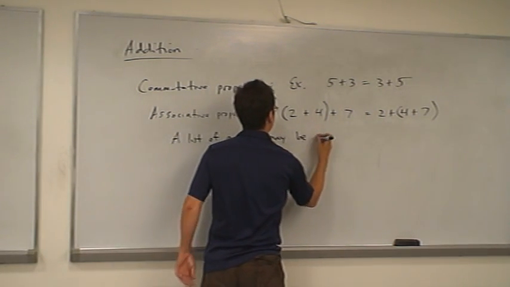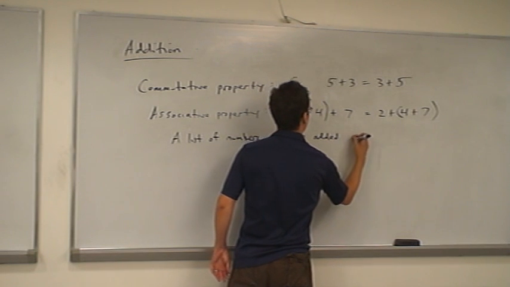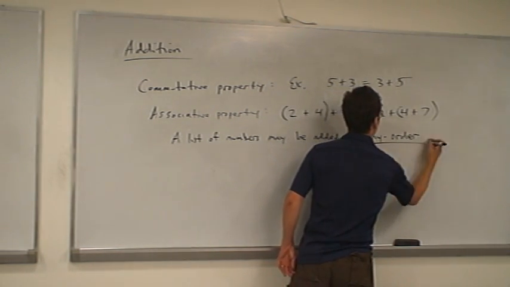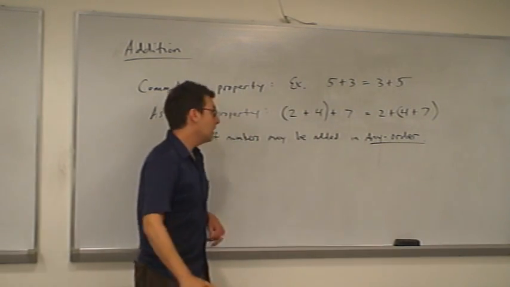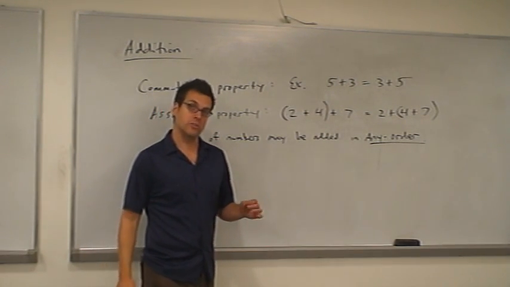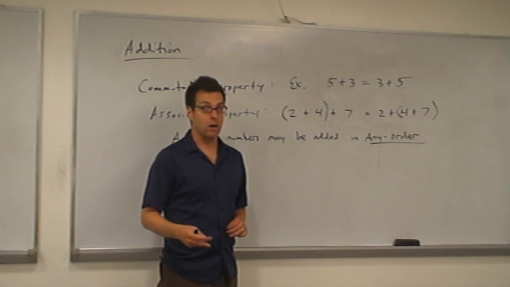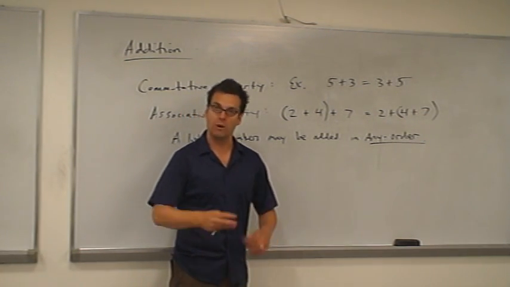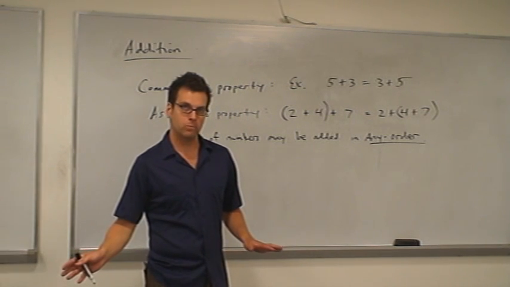So really, these properties combine to say a list of numbers may be added in any order. In fact, in the textbook we use here at Worcester State by Tom Parker, he calls this the any order property of addition, which really describes what's happening. If you have a list of numbers, you can add them in any order.